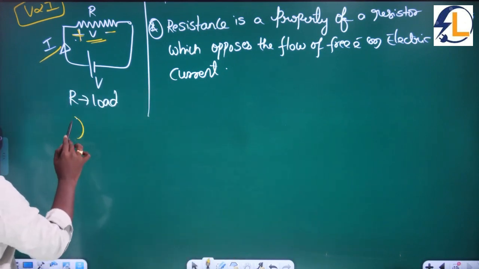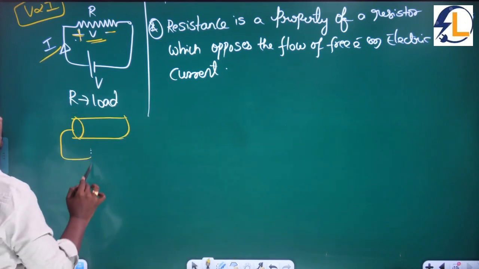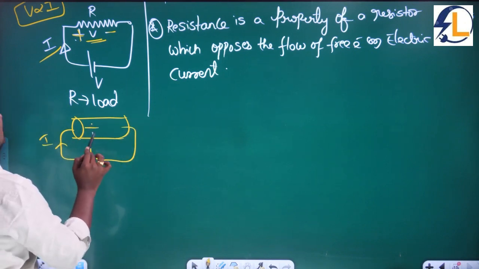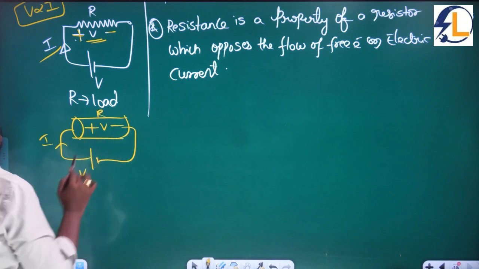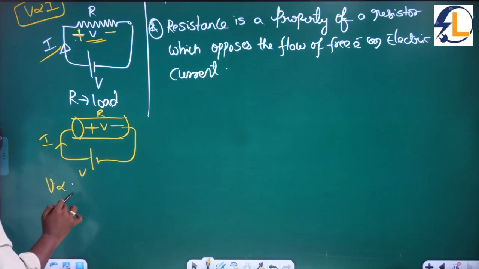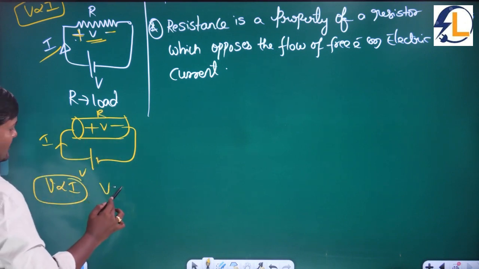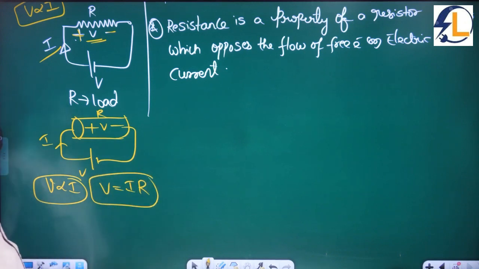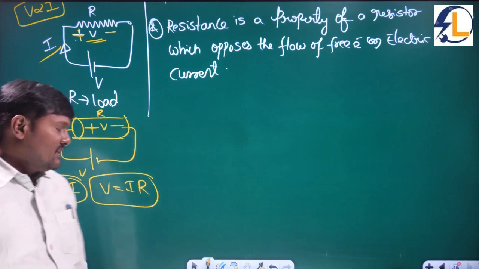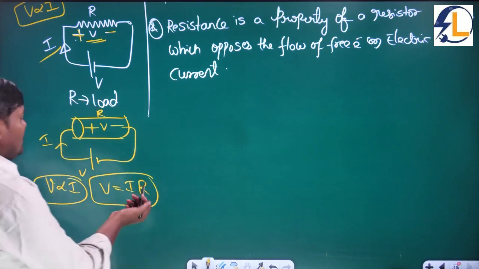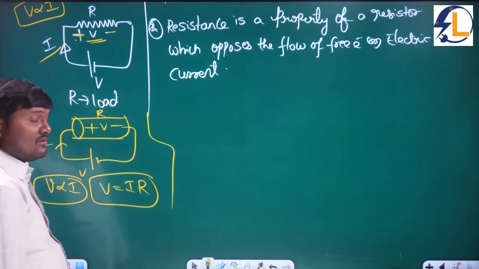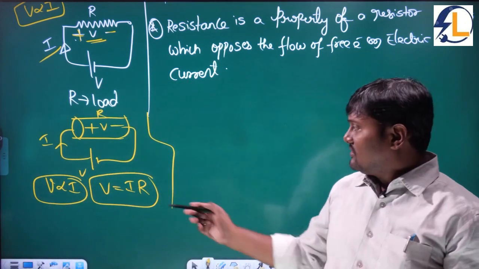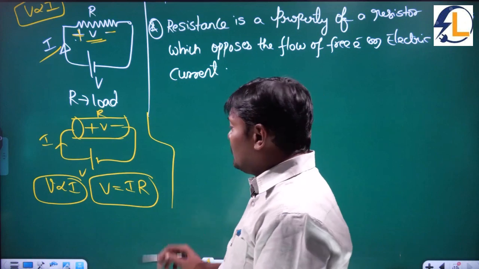If you take a conductor and a voltage is given, current flows through the conductor, which will produce a drop, and V is directly proportional to I at constant temperature. We can define one constant value that is equal to resistance. Resistance is the property of a resistor where V is equal to IR. From this we can write I is equal to V by R.